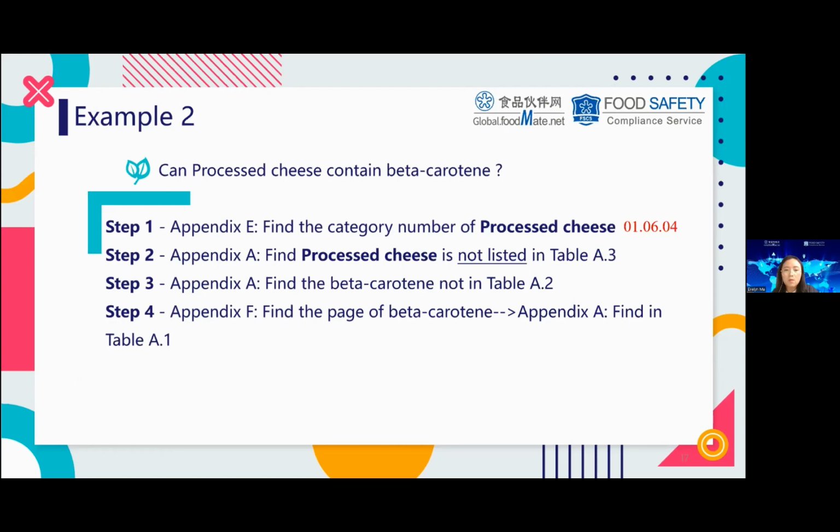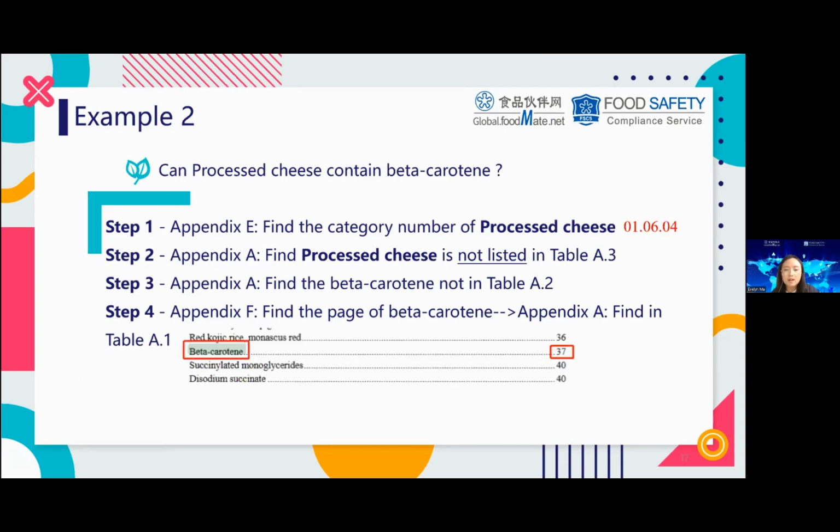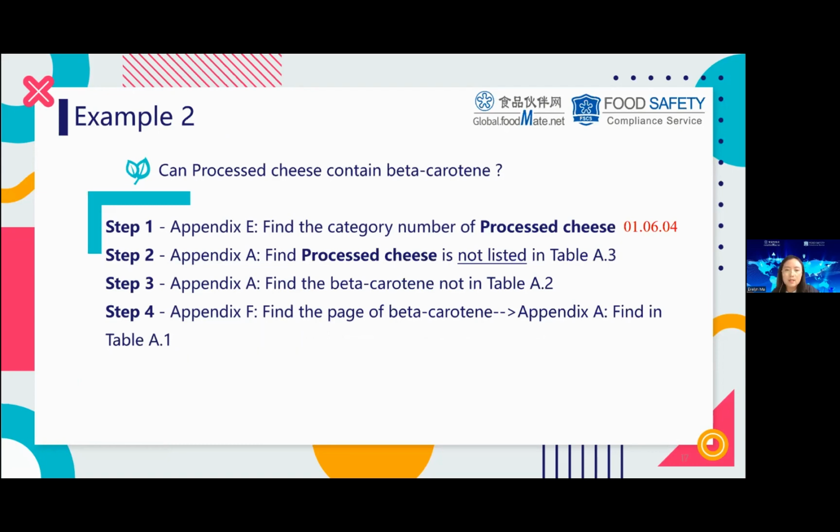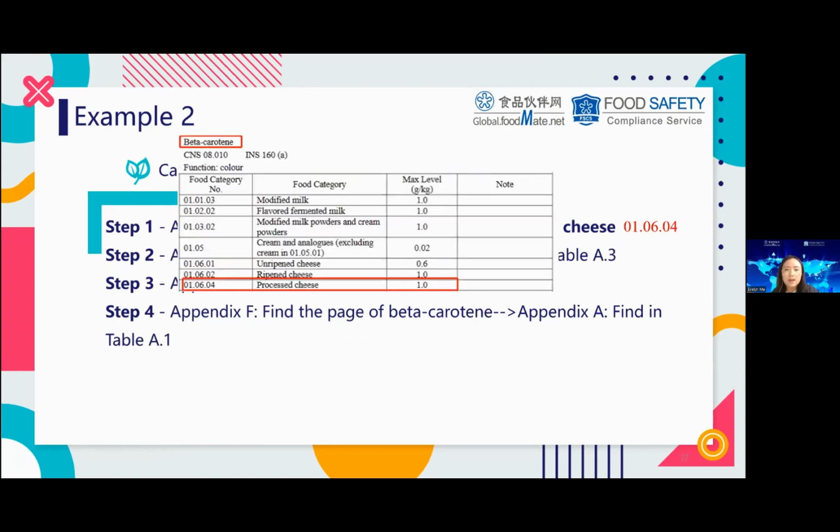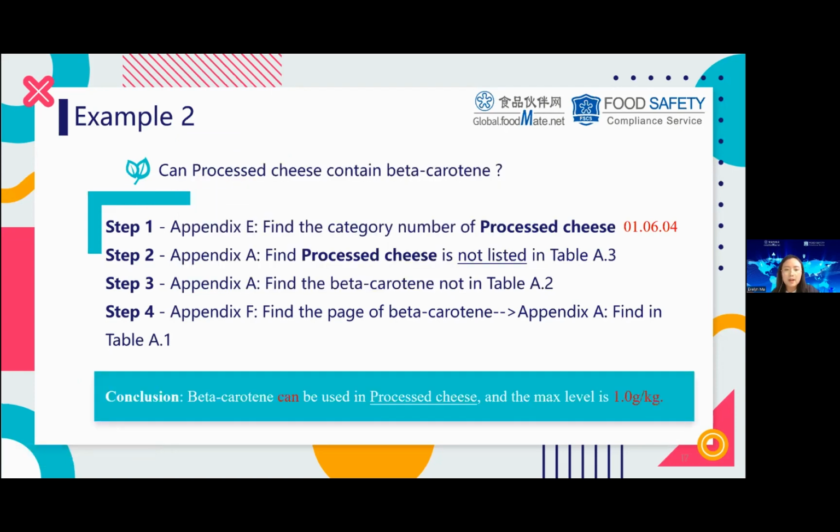So we go to the Appendix F to find the page of the beta-carotene directly, and we find the page number is 37. So we go back to the Appendix A to find the food additive, and we find the beta-carotene and also find the processed cheese in this table. So the conclusion is the beta-carotene can be used in processed cheese, and the max level is 1 gram per kilogram.